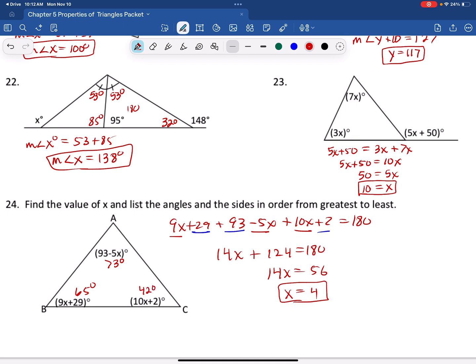So this is the shortest, this is the medium, and this is the longest side. So list the sides in order from greatest to least. So that'll be BC, then AC, then AB.